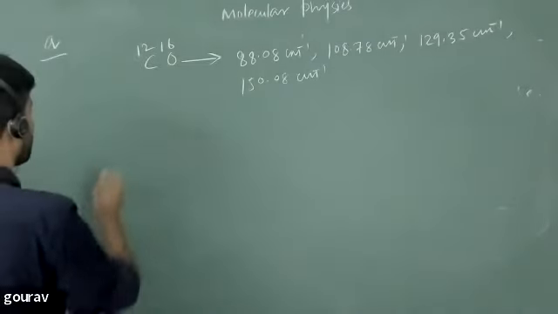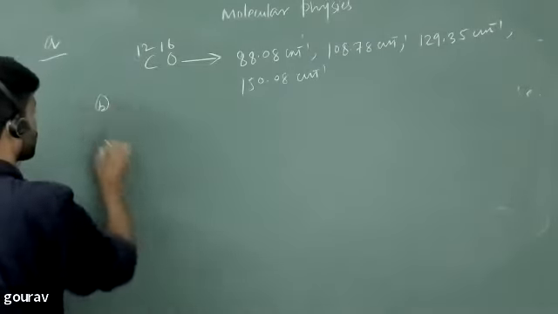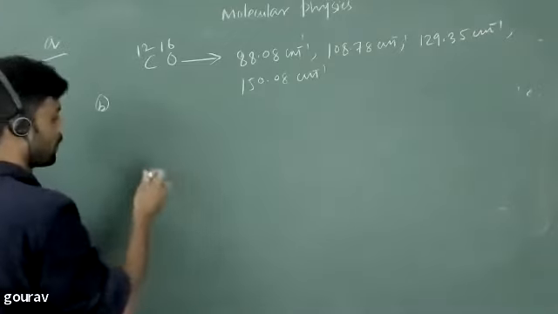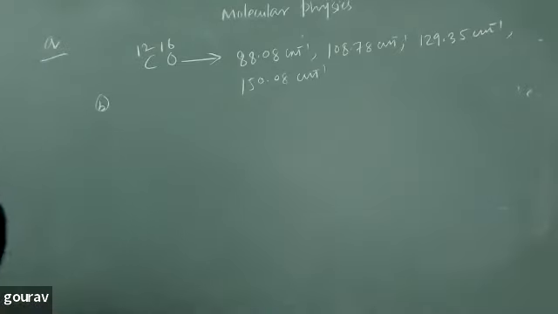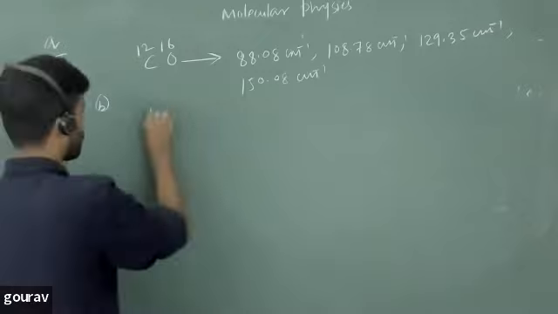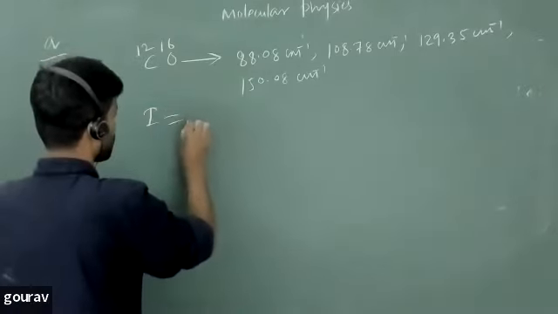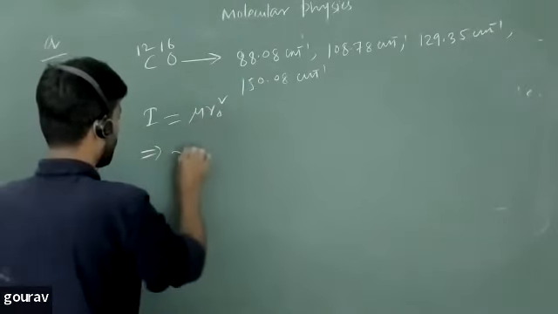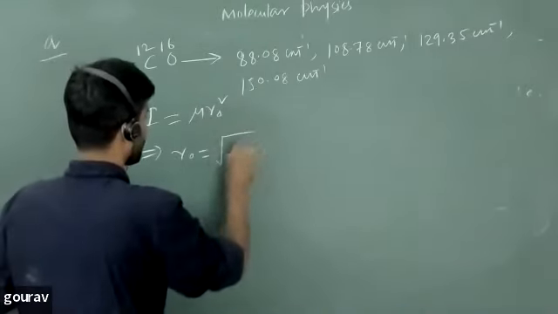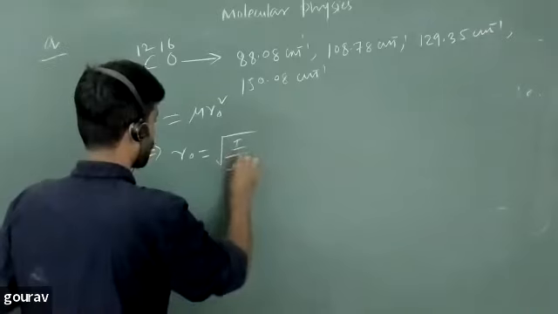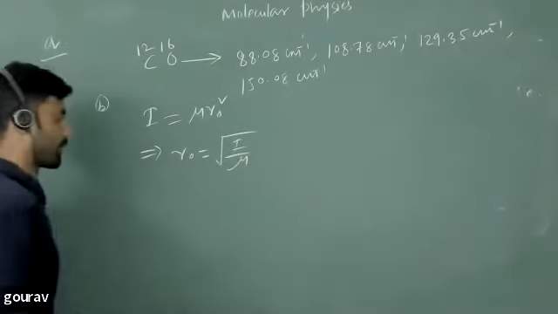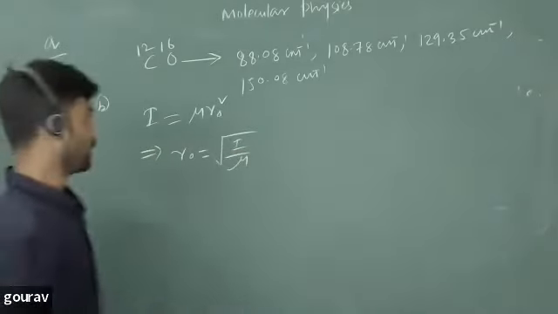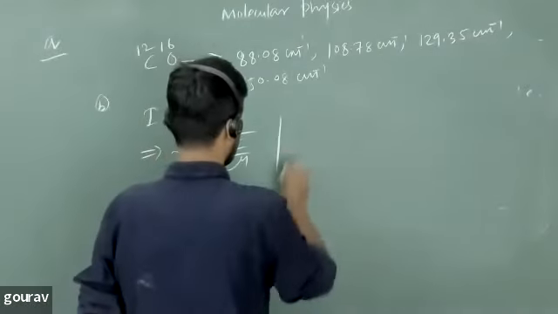Okay, part B, you have to calculate what? Bond length, R naught. So you have to calculate I equals to how much? Mu R naught square, right? Then R naught will be how much? Root of I by mu, right? You know I, but you don't know mu. Then how will you get mu?